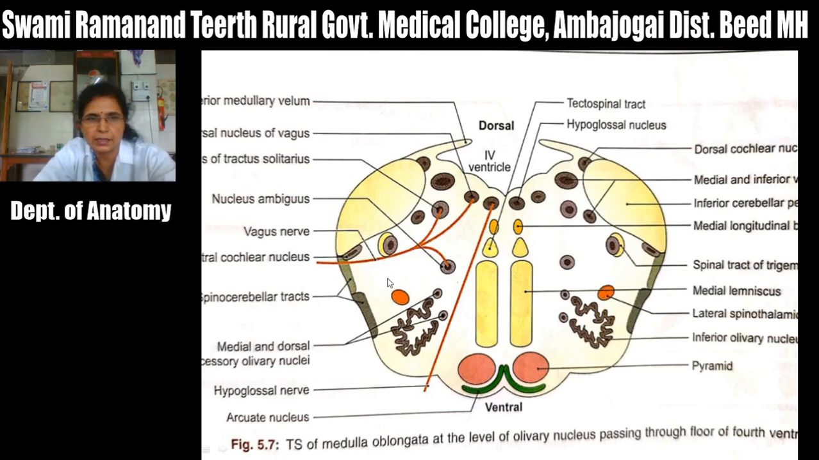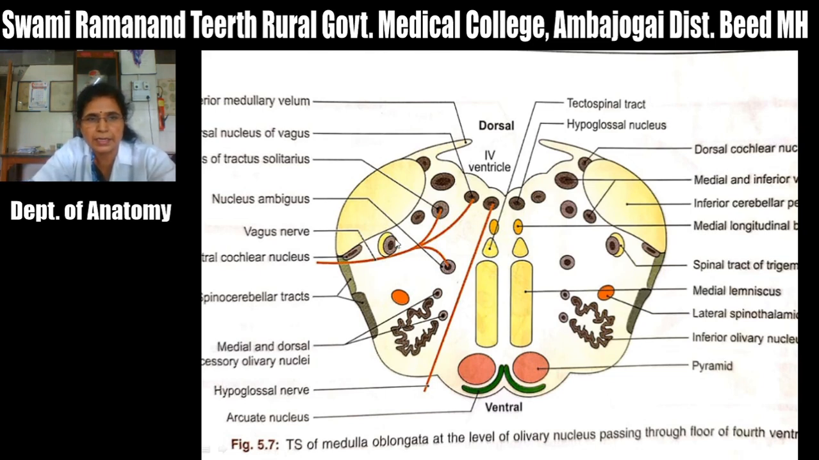Then the next structure in the lateral funiculus, or lateral part, is the spinal lemniscus, and this spinal lemniscus is formed by the joining of the anterior and the lateral spinothalamic tracts. Then other tracts here are the anterior spinocerebellar tract and the posterior spinocerebellar tract, which enter the cerebellum through the inferior cerebellar peduncle and terminate in the cerebellum.